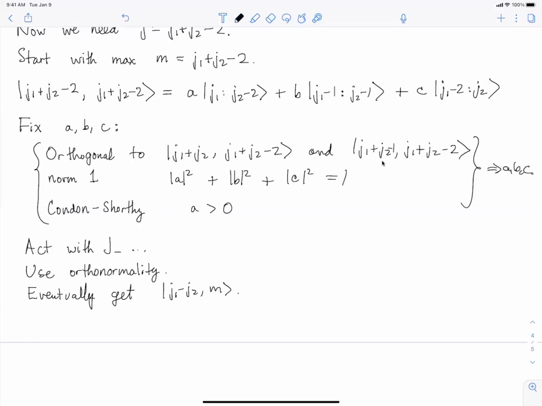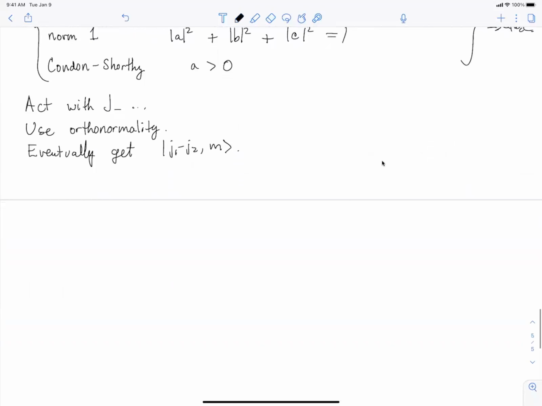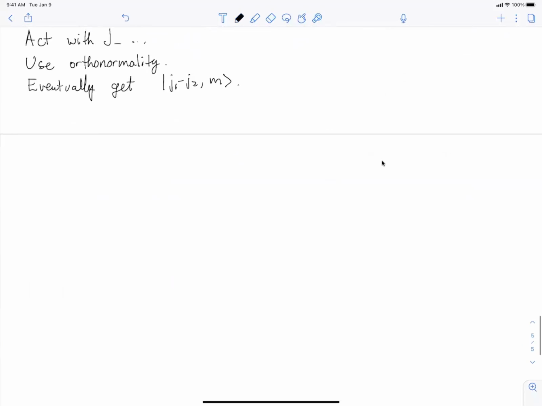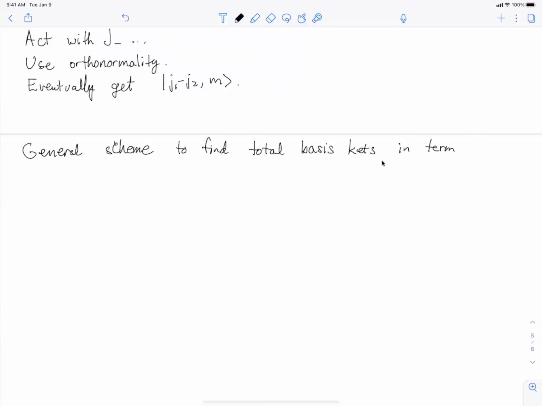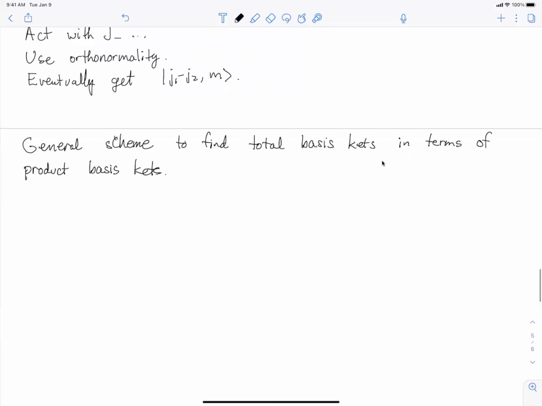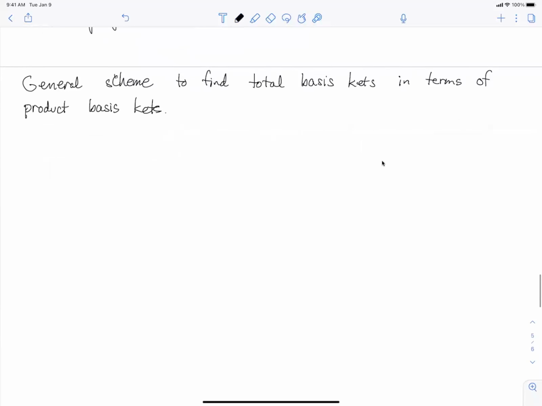So it's sort of a complicated process, but it's an algorithm, and you can draw a picture of the general scheme for doing this computation to find the total basis kets in terms of the product basis kets, or as linear combinations of the product basis kets. Okay, and this is all for some J1, J2.